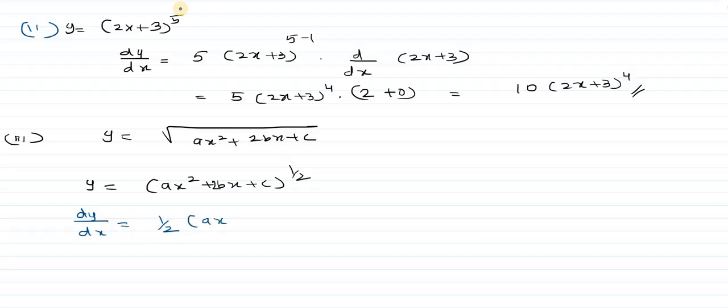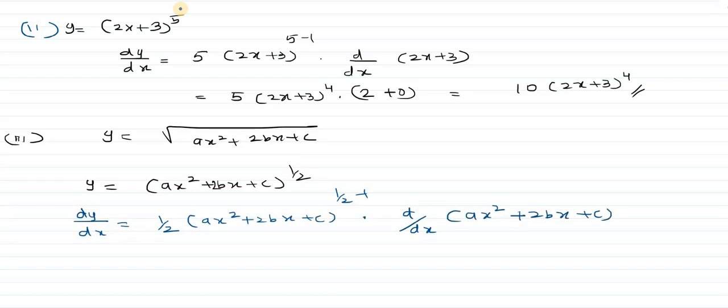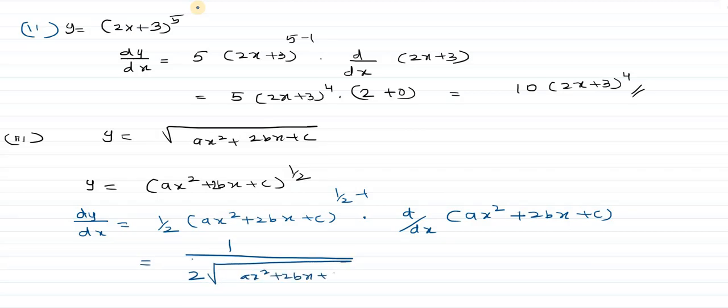Half into ax square plus 2bx plus c to the power half minus 1. First I will differentiate the power, then inside I have to differentiate the function ax square plus 2bx plus c. So what will it be? Half, and half minus 1 is minus half, so I can write 1 by 2 under root ax square plus 2bx plus c.